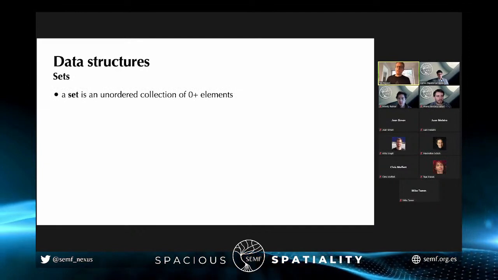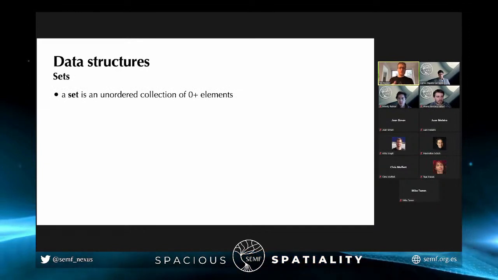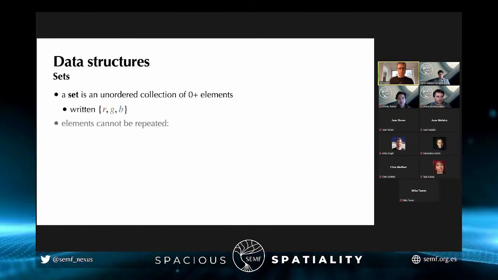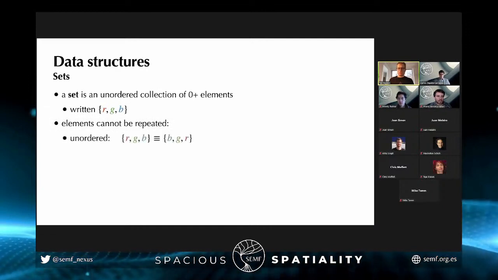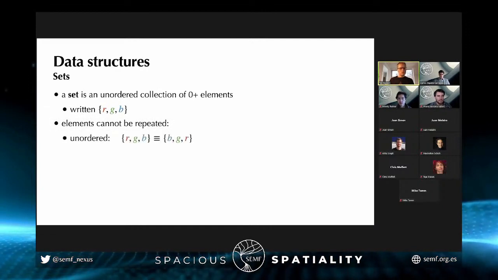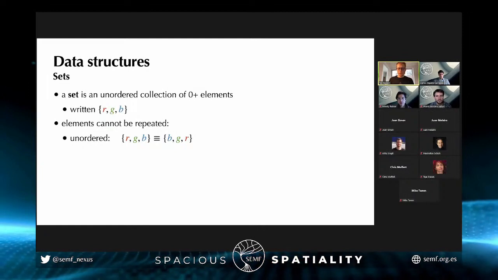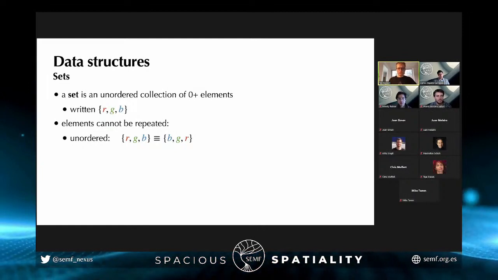Okay, let's look at sets. A set is kind of like a tuple, except it's unordered. So it's sort of like a bag of elements that don't have any particular order to them. We write them with braces like this. And importantly, you can't have an element more than once. Either it's in this bag or it's not in the bag. Also, they're unordered. So we can rearrange elements and it doesn't change what set we're talking about.